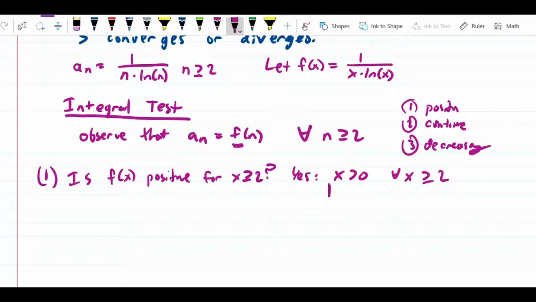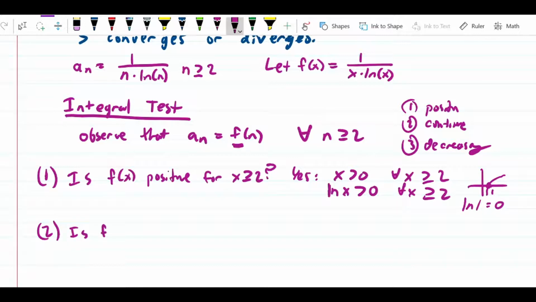The next thing to note is that ln of x is also greater than 0 for all x greater than or equal to 2. How do we know that? We know that ln 1 is equal to 0, and the ln function looks like this. Once it crosses the x-axis at 1, it just keeps going up and up and up, and it's always positive. It's just a feature that we know about the natural log function. So it's certainly the case that this denominator here, x times ln x, is going to be positive for all x greater than or equal to 2. So that's probably enough to say on that.